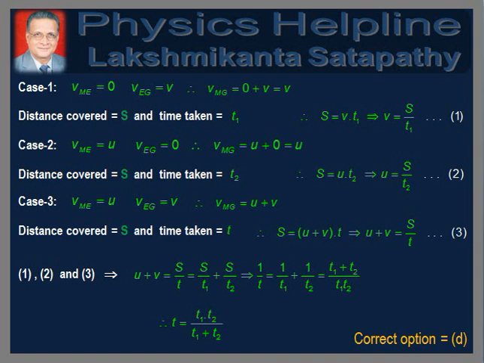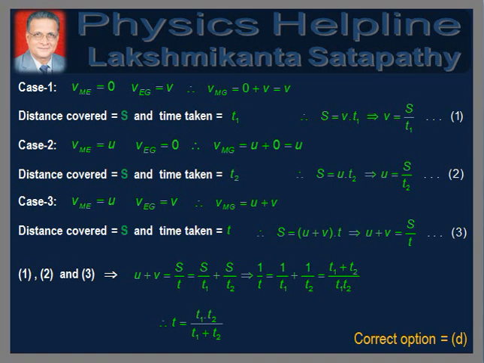In the second case, speed of the man relative to the escalator is equal to u. Speed of the escalator relative to the ground is equal to 0. Therefore, speed of the man relative to the ground is equal to u. Distance covered is equal to s and time taken is equal to t2. Therefore, we have s is equal to ut2, which implies u is equal to s by t2.